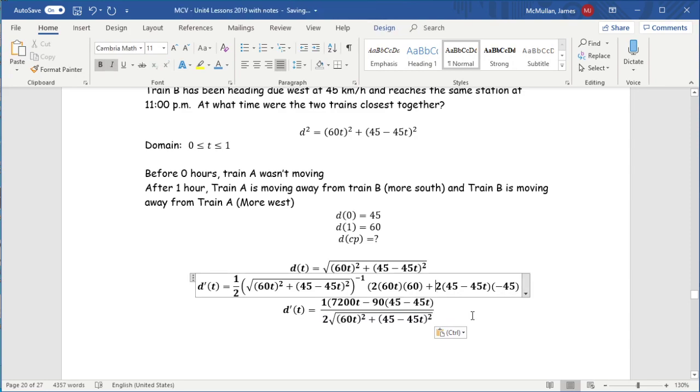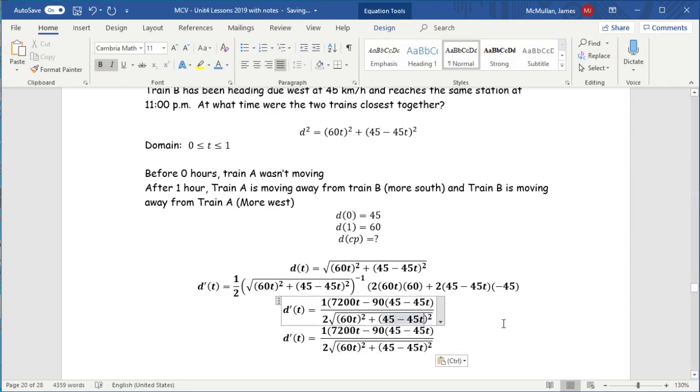Now again, we can clean up the top a little bit more. So let's go ahead and do that. 90 times 45 is 4050.